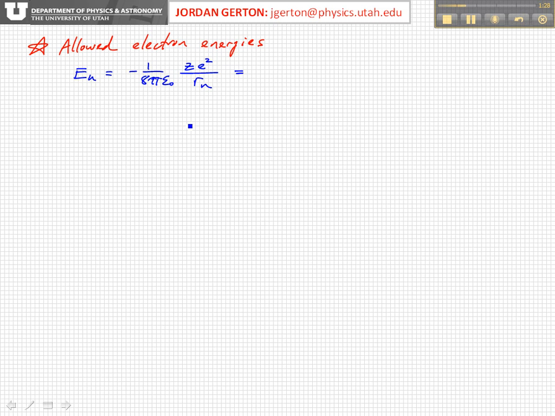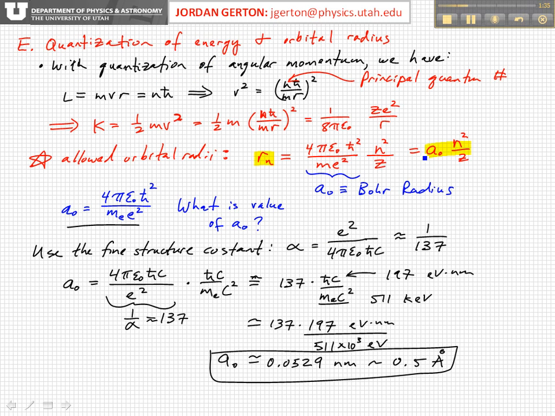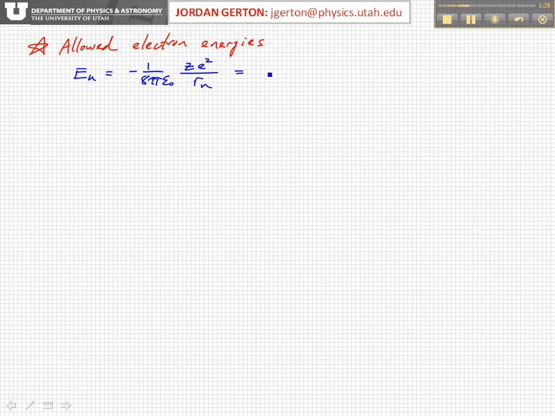And so now if we plug in for Rn here, these values, a naught times n squared over Z, then we get this is equal to minus 1 over 8 pi epsilon naught times Z squared e squared over a naught n squared. Okay, and again we can use our little trick here.